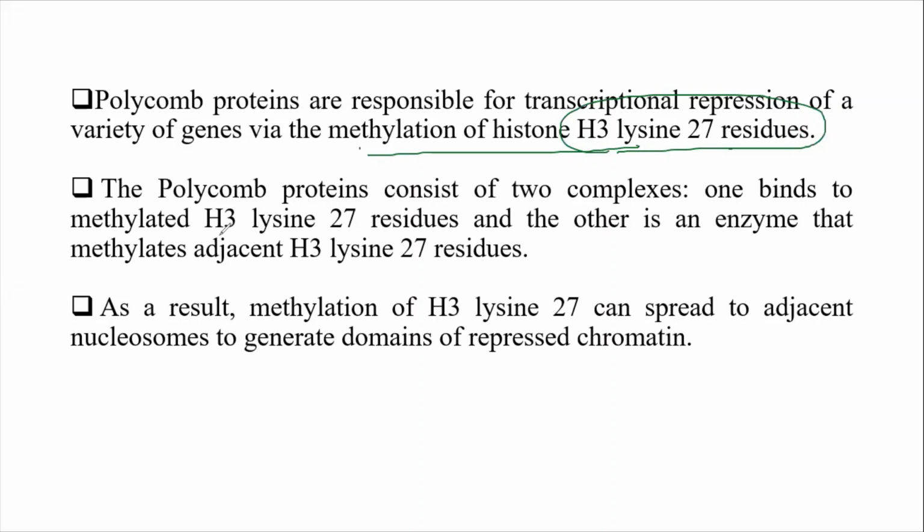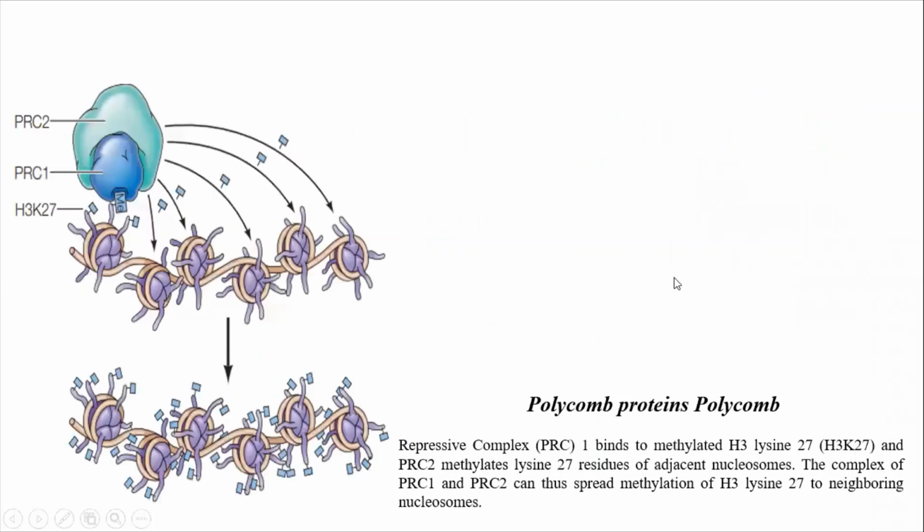Okay. So these are the proteins which consist of two complexes. One binds to the methylated H3 lysine 27 residues and the other is an enzyme which methylates the adjacent histone protein. So as a result, what is happening? They are spreading to the adjacent nucleosomes and generating a repressed chromatin. यानी कि क्या उतना पूरा region आपका inactive हो जाता है. ठीक है? Let's see how these proteins are functioning.